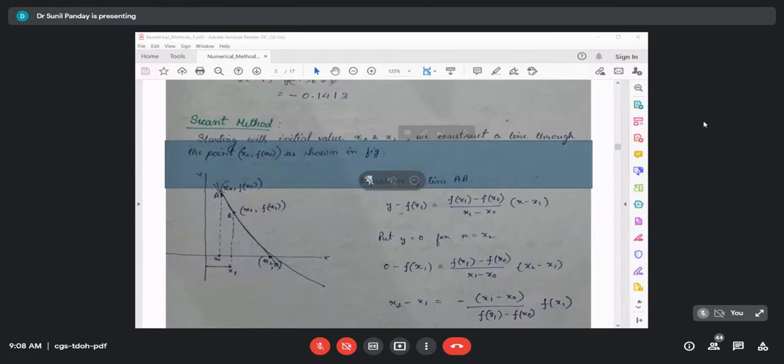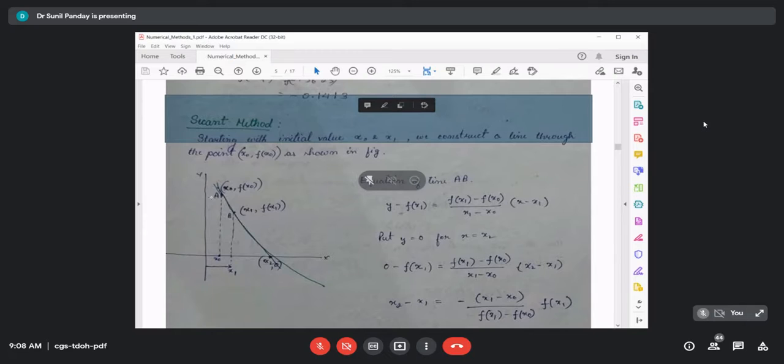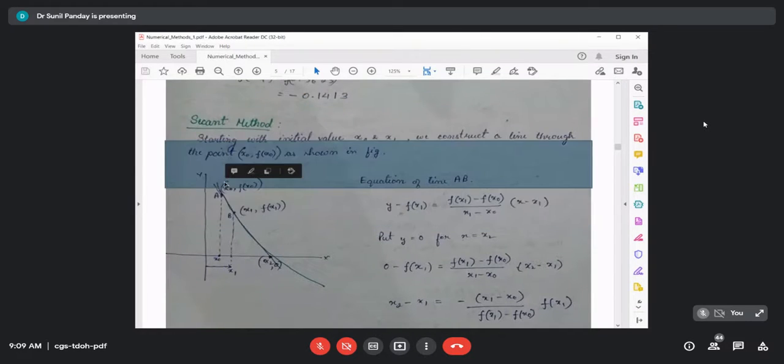Once we have selected two values, x naught and x1, we calculate the function values f of x naught and f of x1, and then we have two points. One point is x naught, f of x naught, another point is x1, f of x1, and then we draw a line joining these two points, and wherever this line intersects the x-axis, we assume this new point as our next approximation to the root.